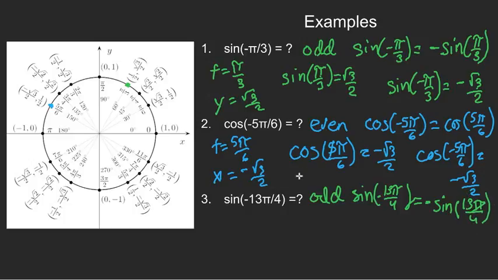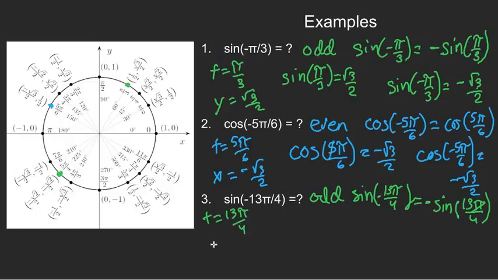So to find 13 pi over 4, we're going to have to go around the unit circle a few times. So if we go around the circle once, we have 8 pi over 4, and then we have 5 pi over 4 left to get to 13. Let's go 1, 2, 3, 4, 5. So we're here. 13 pi over 4.